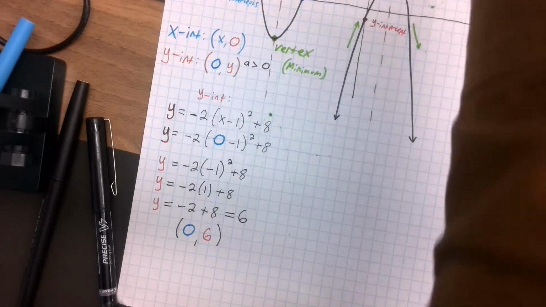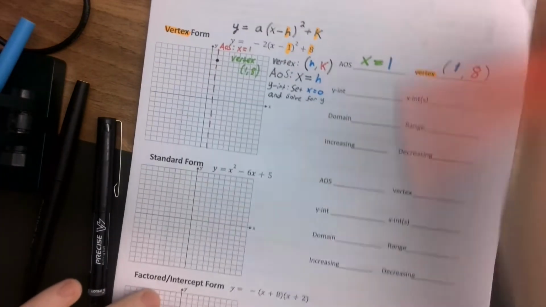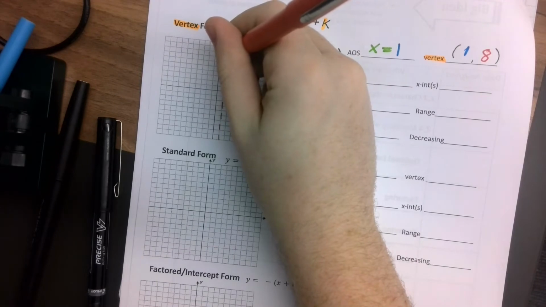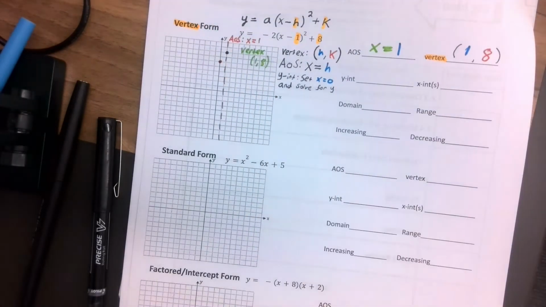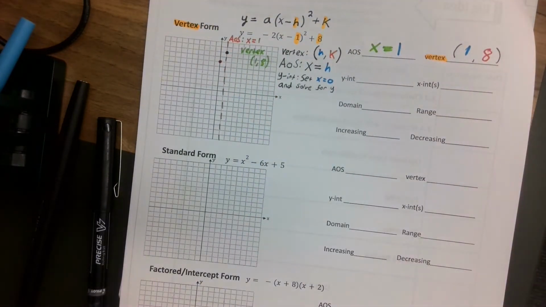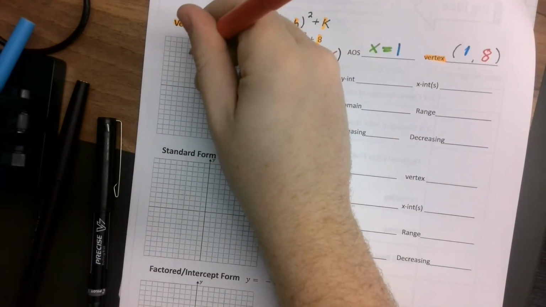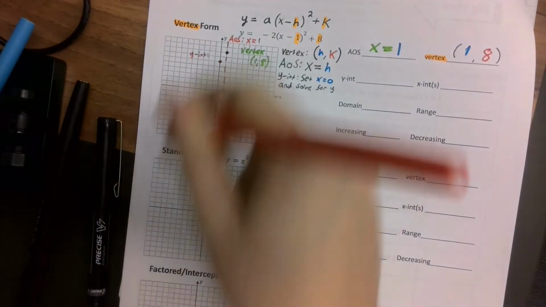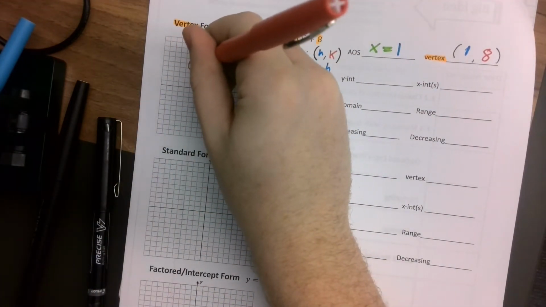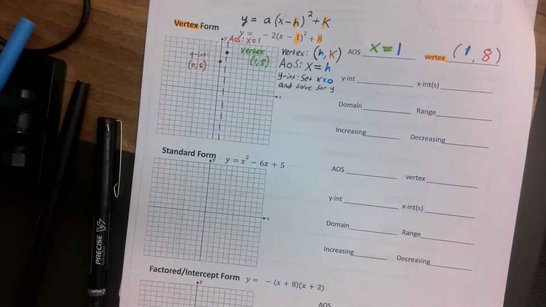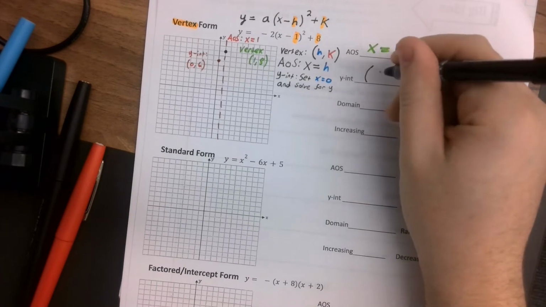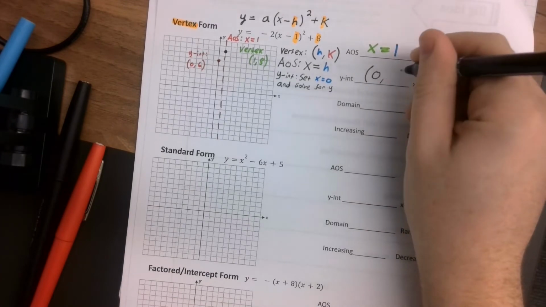Let's graph it. Let's see what we can do. When we graph this point, we get a dot right up here. That's 0, 6. That's our y-intercept. Our y-intercept is at the point 0, 6. Okay, so we've got our y-intercept. Our y-intercept is 0, 6.